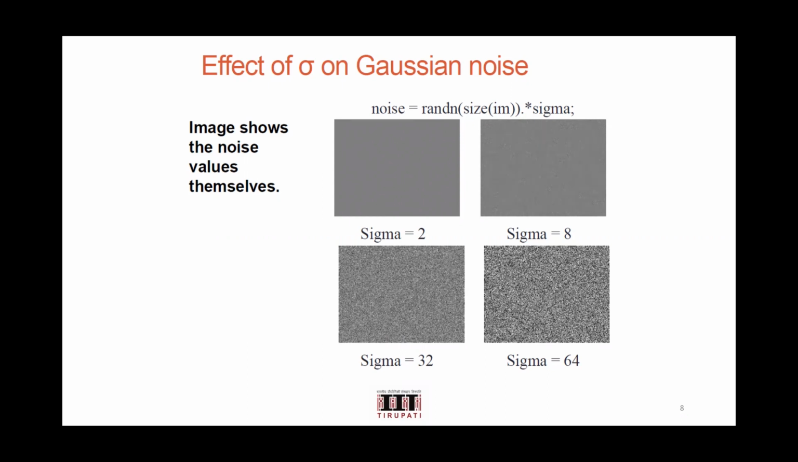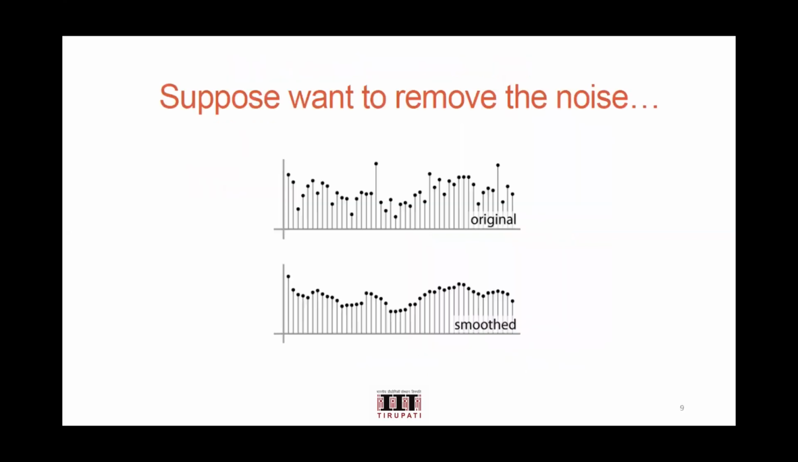You should be equally good at computing and figuring out what would be the magnitude of that noise also. So for example, there you could see sigma equal to 2, sigma equal to 8, 32, 64. Anyway, I'll come back to the Gaussian noise a little later.